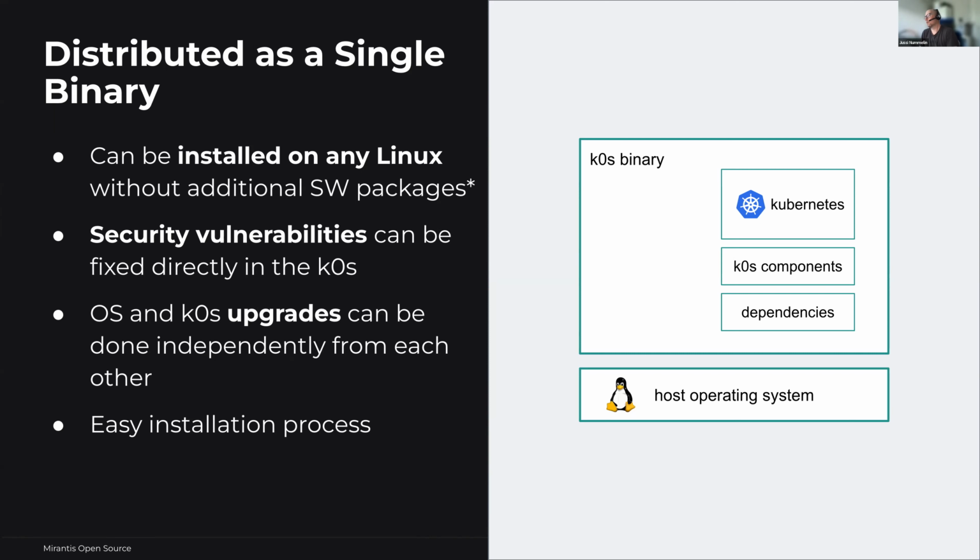And what it also means is that we're not depending on operating system packages at all. So if you want to run Kubernetes via K0s, you just install the K0s binary and that contains everything you need. You don't have to figure out from which repo you'll pull your containerd packages and from which repo you'll pull your Kubernetes packages and so on.